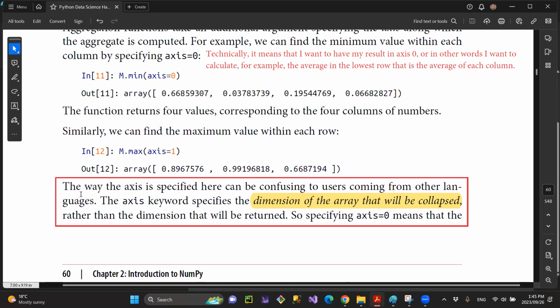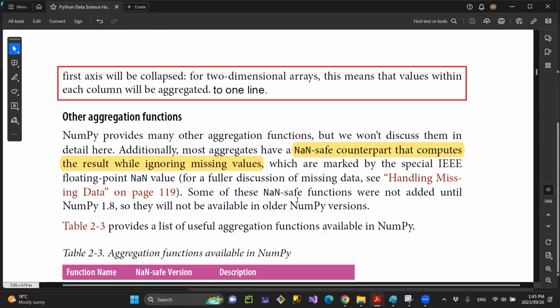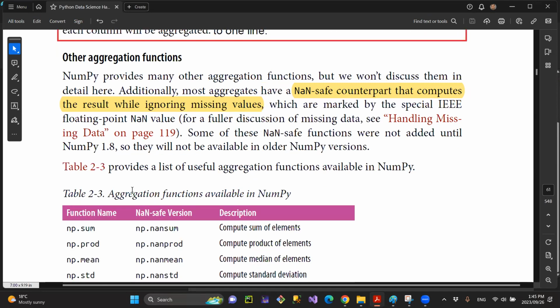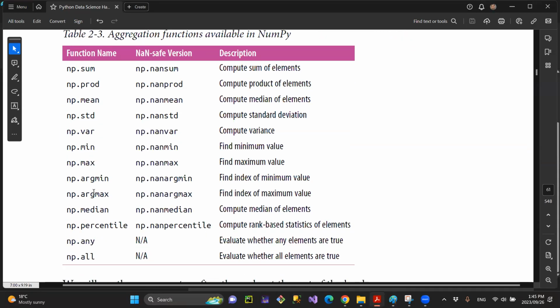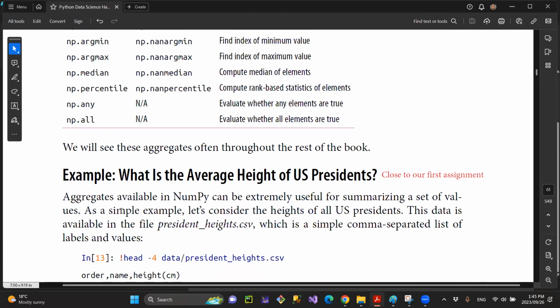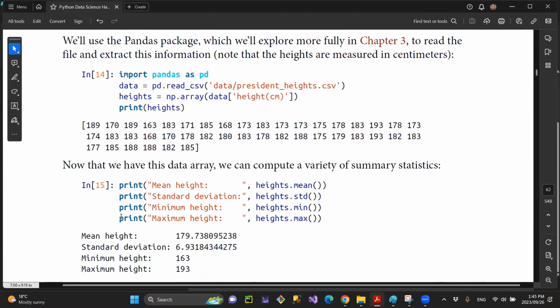And look at this. It says that the way the axis is specified here can be confusing to users coming from other languages. We already saw that. Dimension of the array that will be collapsed. This is another explanation. Okay. So aggregate functions, we have numpy.sum, product, which is multiplication, mean, standard deviation, variance, and so on. But we have something a bit different, and that is this one.